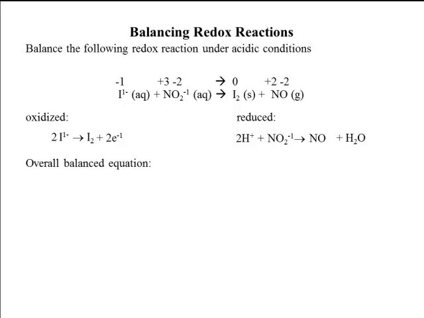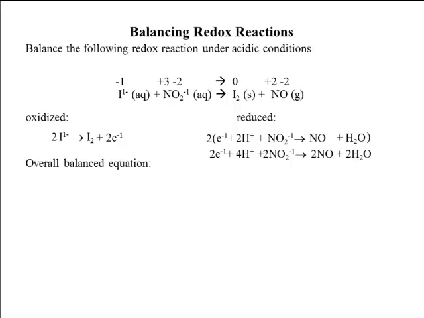Okay, so next I need to balance my charge. I have a +2 plus a -1, that's a +1 on the reactant side, 0 on the product side, so I need to add 1 electron. Next, I need to make sure that the number of electrons are equal in both half reactions. So I have 2 electrons in the oxidation process, 1 in the reduced, so I need to multiply my reduction process by 2. So when I multiply by 2, I get 2 electrons plus 4 H pluses plus 2 NO2 minuses, and then 2 NOs and 2 waters. Now I have equal number of electrons.